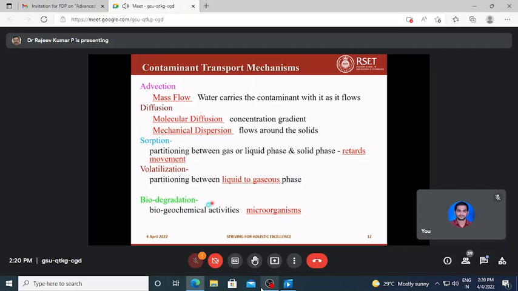On the other hand, there is a microorganism environment. These microorganisms actually do the degradation, and there will be biogeochemical activities due to the microorganisms. You might have heard about bioremediation techniques. Composting is one of the techniques which is commonly known to everybody.